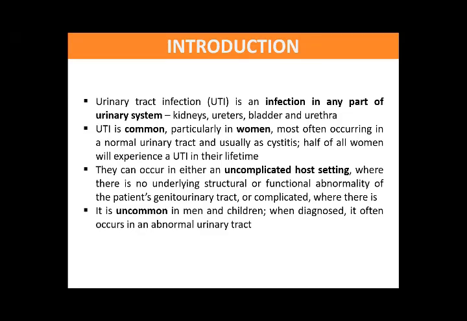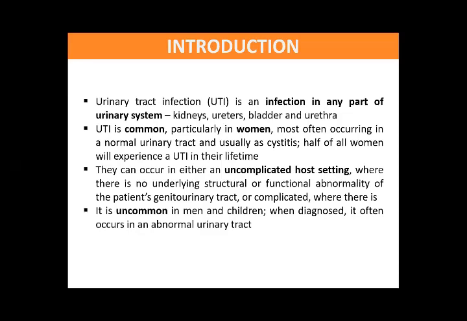I will just explain again. Uncomplicated host means that person is normal. He does not have any underlying structural or functional abnormality of the urinary tract. While a complicated host is one who has some structural or functional abnormality of the urinary tract, and he is at high risk of getting infection. Like any patient who had subacute bacterial endocarditis, a patient who has some underlying valvular heart disease, has a high risk of getting endocarditis as compared to people who have a normal valve. So the same is true here. People who have structural or functional abnormality of the urinary tract have a high risk of getting UTI. These are called complicated hosts.